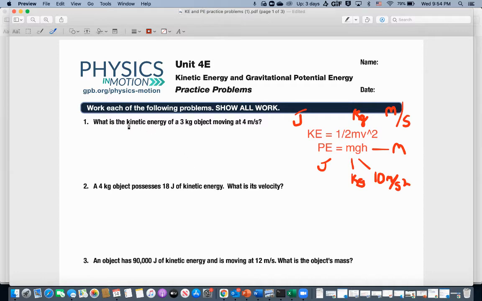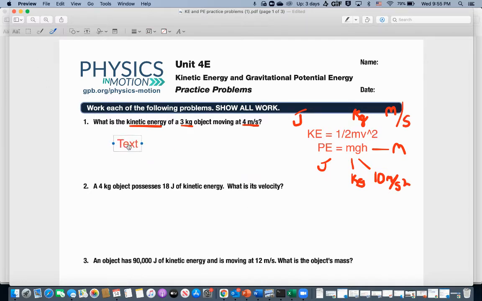So I'm going to look at this one first, the kinetic energy. So that tells me I'm going to use this first equation right here, and it says it has a mass of 3 kilograms and a velocity of 4 meters per second. So I know it's mass because it's kilograms, right? That's looking right here, and velocity meters per second. I can go ahead and solve for kinetic energy.